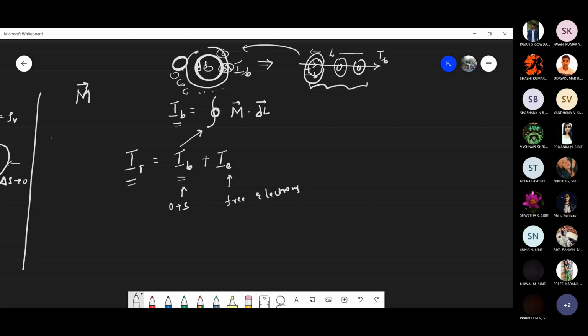And now I can equate this total current IT using Ampere circuital law. IT is equal to line integral of total magnetic field H into dl. This is based upon Ampere circuital law. So I can equate these two equations. IT is equal to integral H dl. Make a note of these two equations.